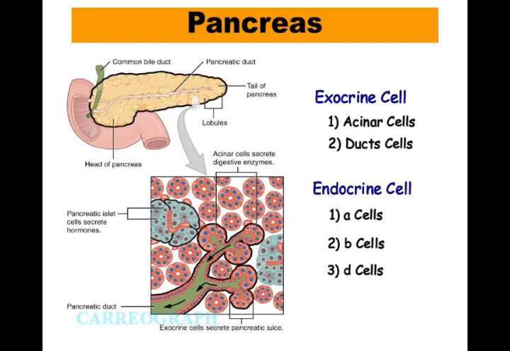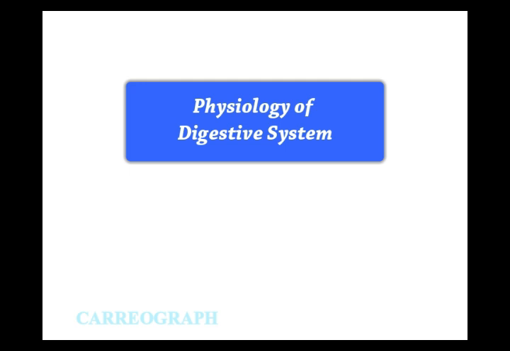So friends, we have seen the different organs and accessory organs which are present in our digestive system. Now we will see the physiology of the digestive system in the next video.